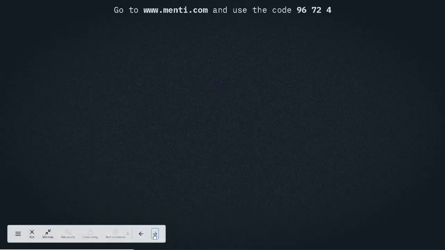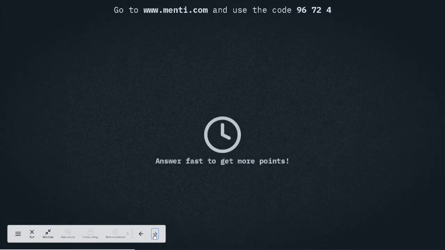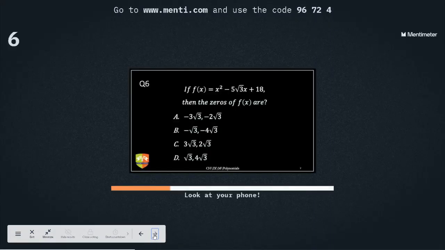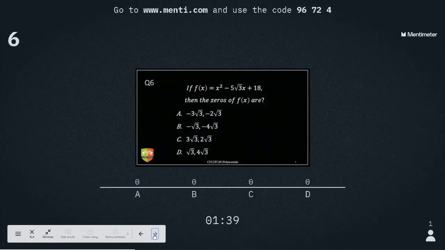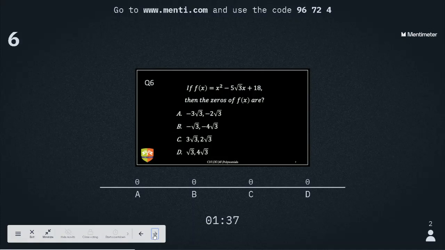Next question. This you should be able to solve. Easy one. But be careful with the signs. Options are closer.